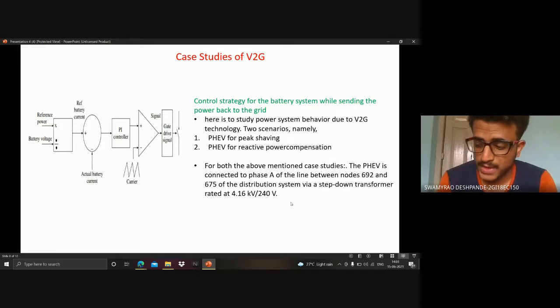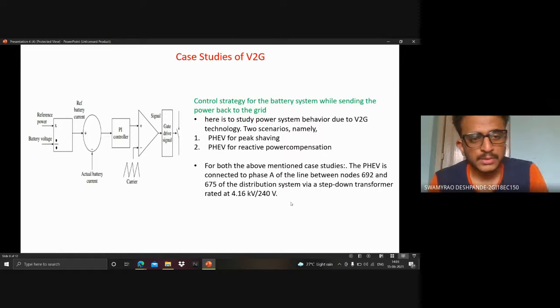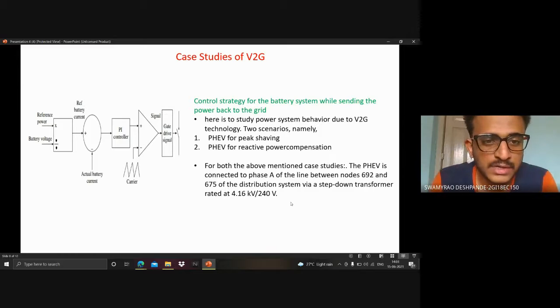For V2G for peak shaving, suppose the battery has enough power, say 95% SOC, and it is not in use. At that time, the PHEV battery can actually send the power back to the grid. So let me explain this diagram, sir. First, this diagram shows the control strategy for the battery system while sending power back to the grid.